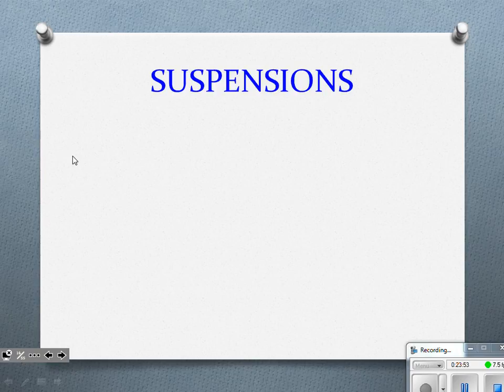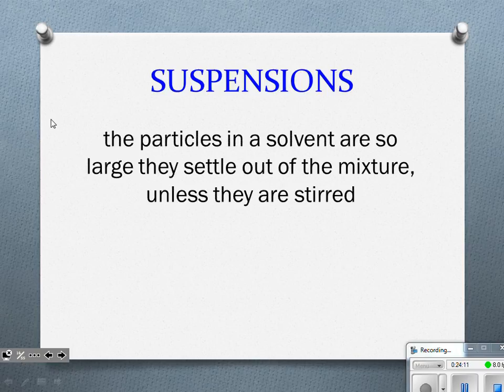Suspensions. No, not when you get kicked out of school. We're not talking about those suspensions. We're not talking about when you lose your driver's license. We're talking about particles. The particles in a solvent that are so large they settle out of the mixture unless they are stirred. This is what we call a suspension. Particles in a solvent that are so large that they settle out of the mixture.